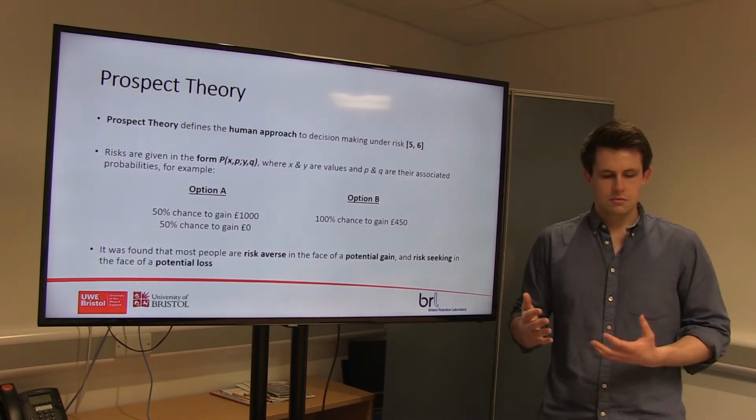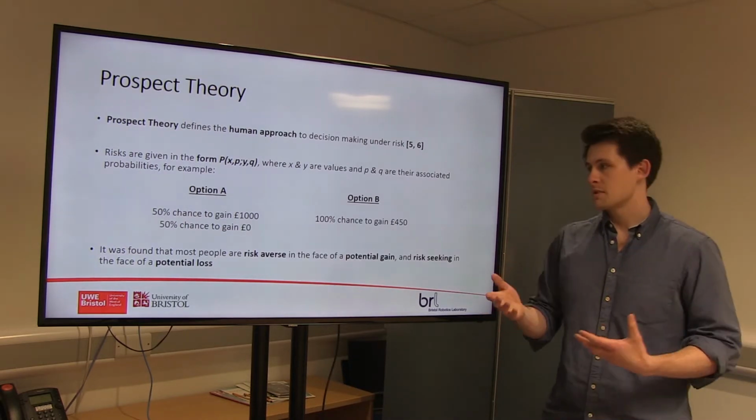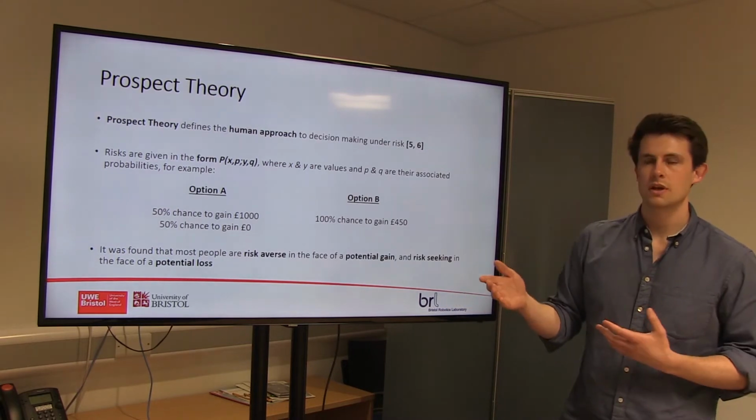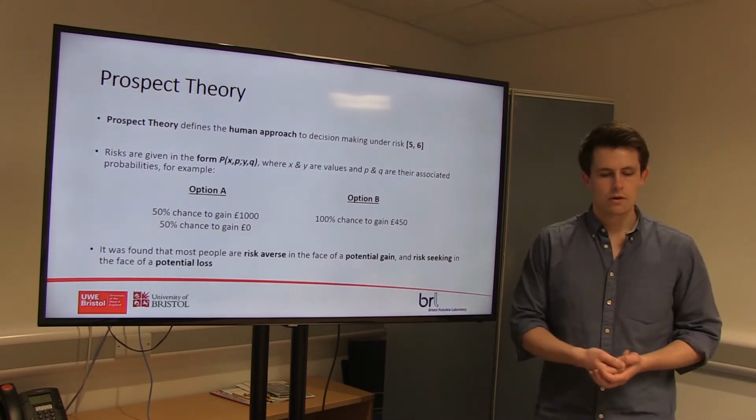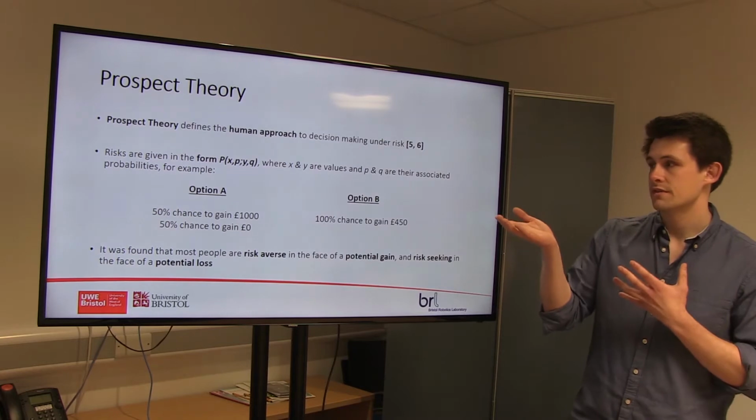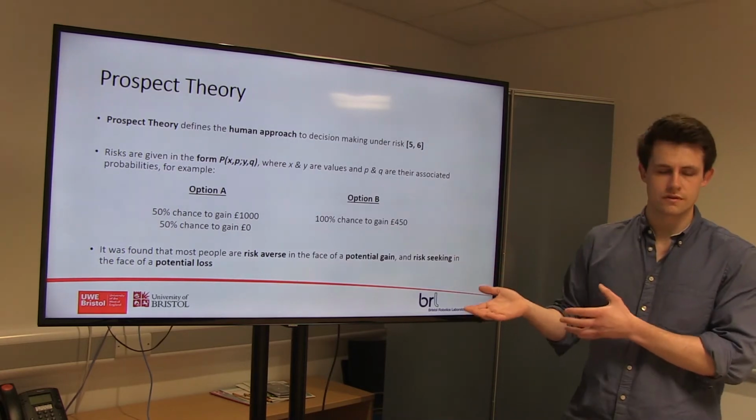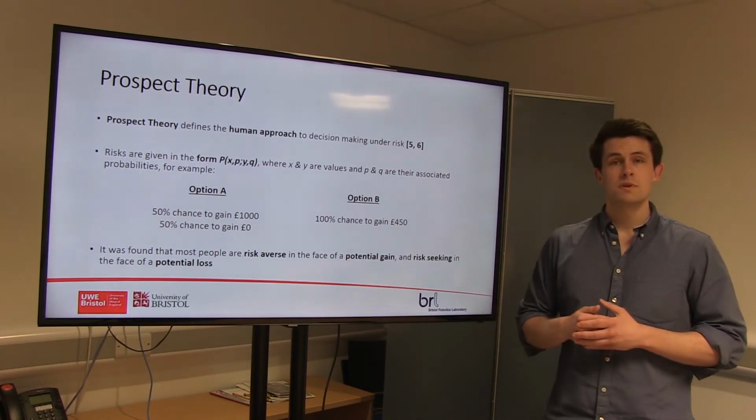Now what prospect theory says is that in the face of a potential gain like this one, people tend to be more risk averse. Whereas if you flip the signs and it was chance of losing £1,000 or losing £450, people would be more risk-seeking.